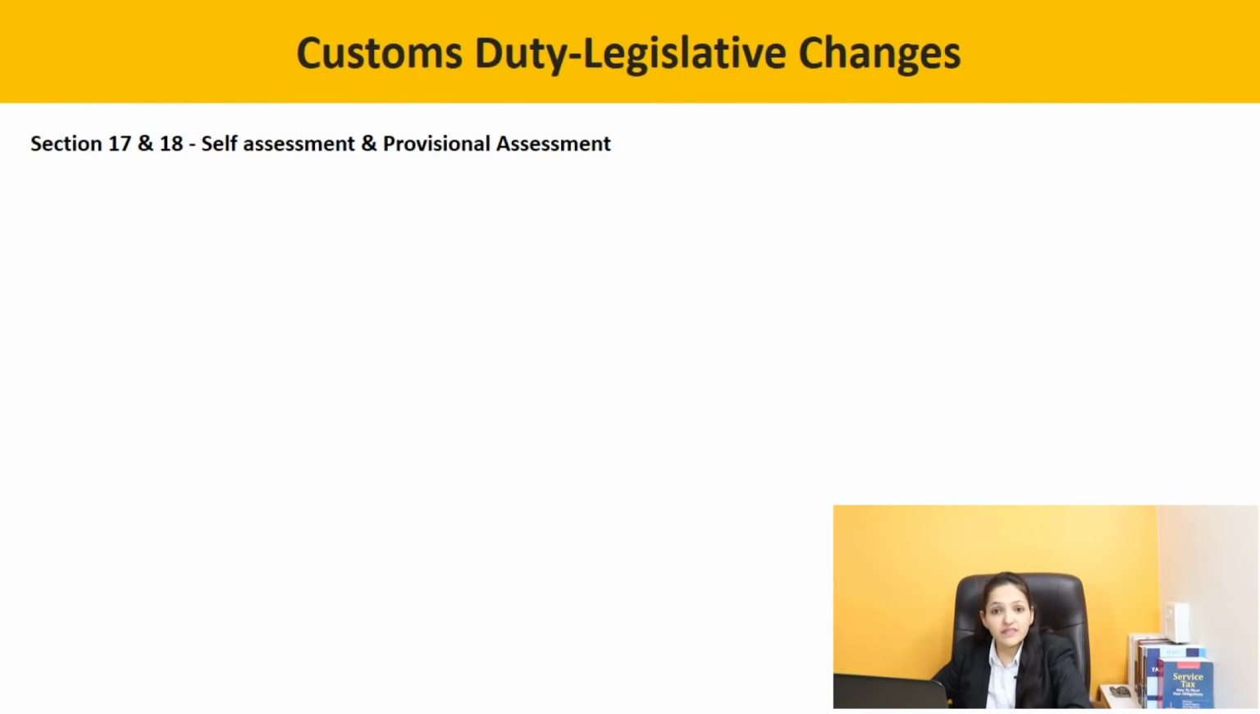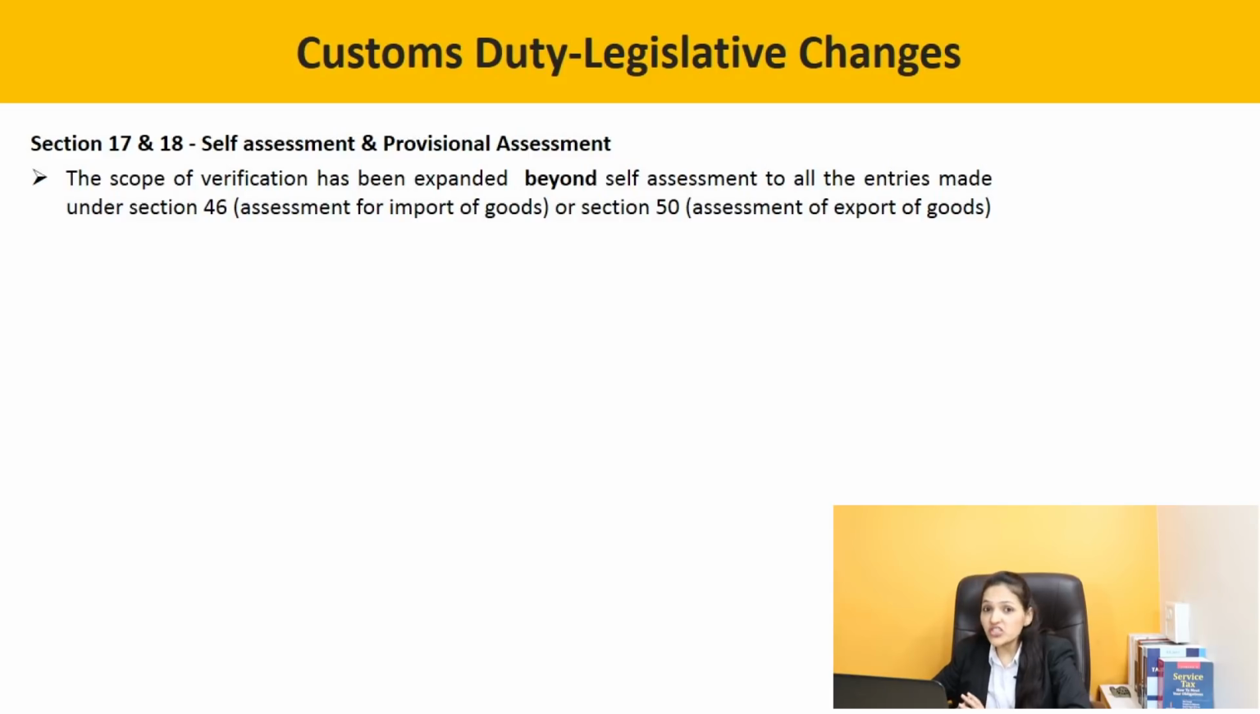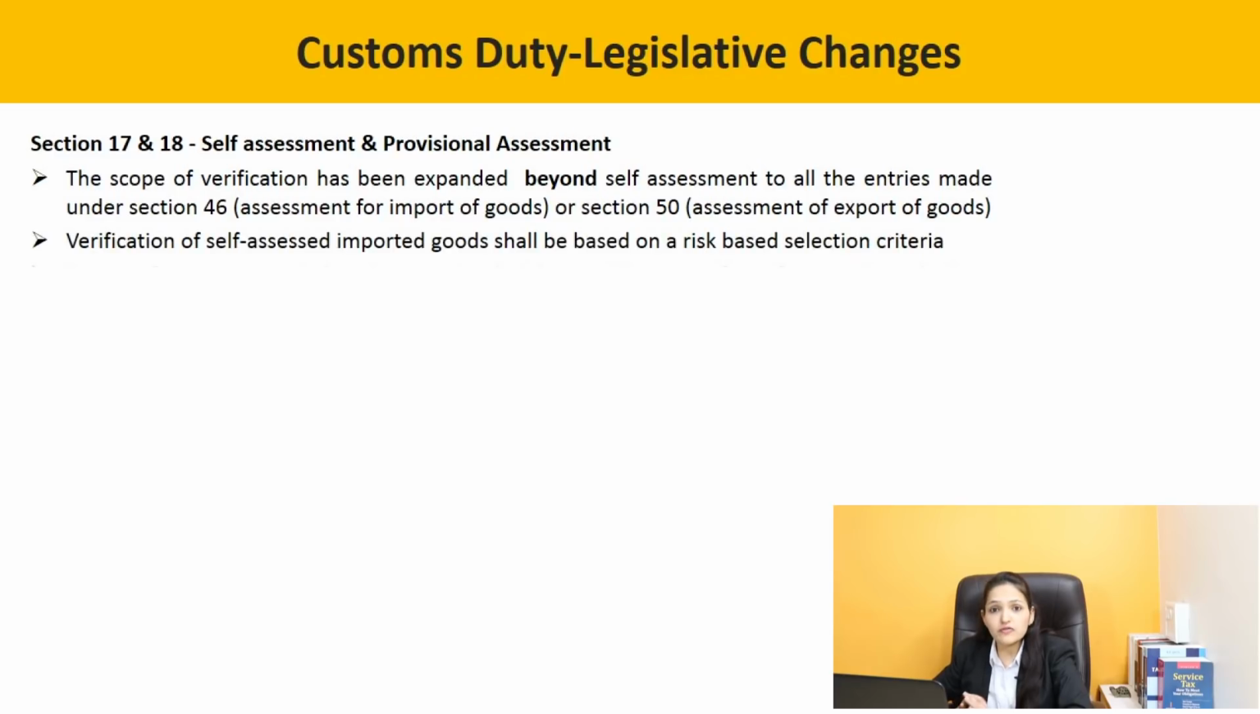Next are sections 17 and 18 for the self-assessment and the provisional assessment. The scope of verification has been expanded beyond self-assessment to all the entries made under section 46, that is the assessment for import of goods, or section 50, assessment of export of goods. Verification of self-assessed imported goods shall be based on a risk-based selection criteria.